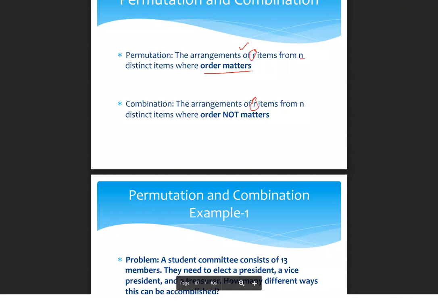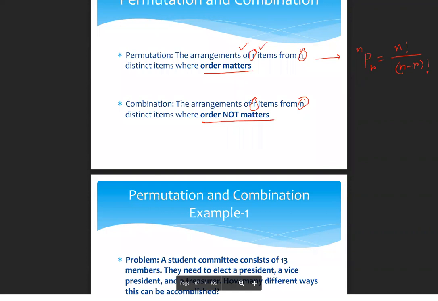R items from N distinct items where order does not matter, that's combination. Now for permutation, there is a formula. If you have N distinct items, from that you select R items, we write NPR, permutation of R items from N distinct items, but we just say quickly NPR, is equal to N factorial divided by N minus R factorial. That's the formula.